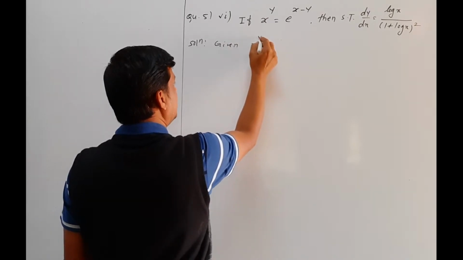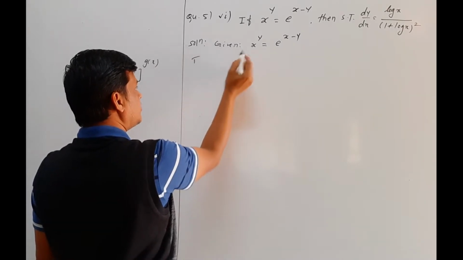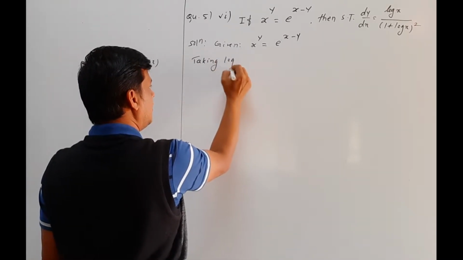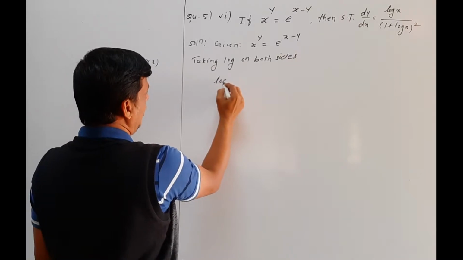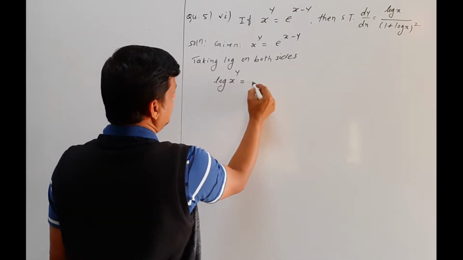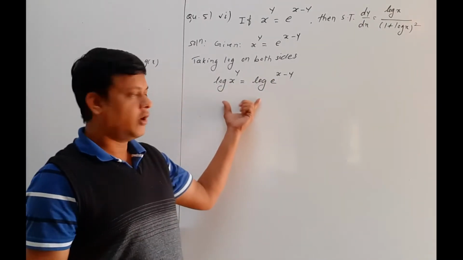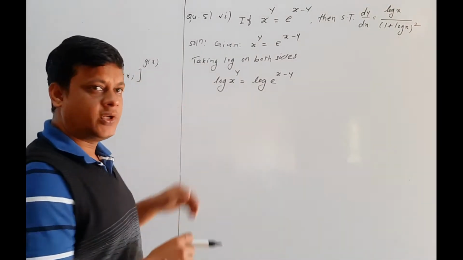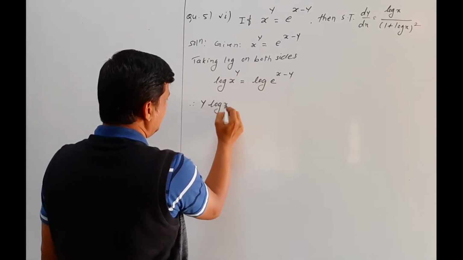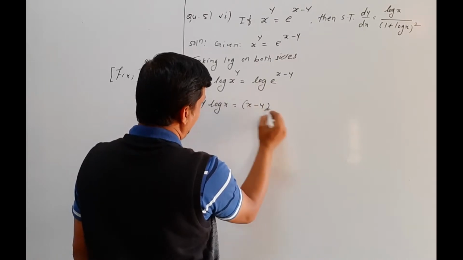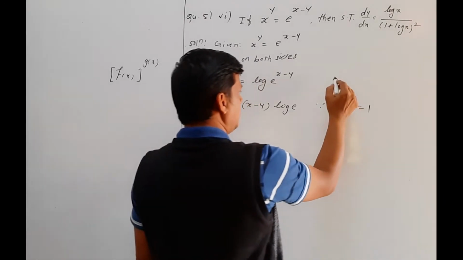given x raised to the power y is equal to e raised to the power x minus y. So taking log on both sides, we write here log of x raised to the power y is equal to log of e raised to the power x minus y. Now for both the sides we have to use law of exponent. So we write this power in multiplication. So write this as y into log x is equal to (x minus y) into log e, and we know that log e is equal to 1. Here you write a reason.